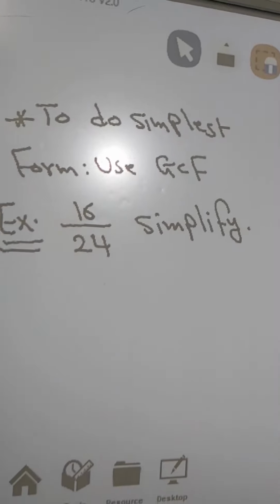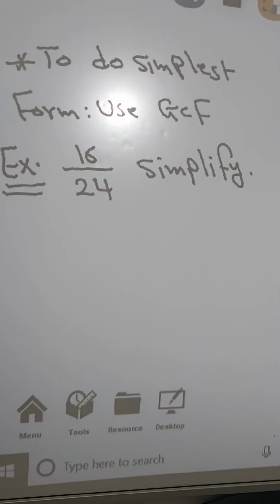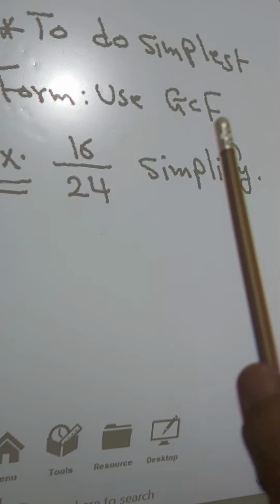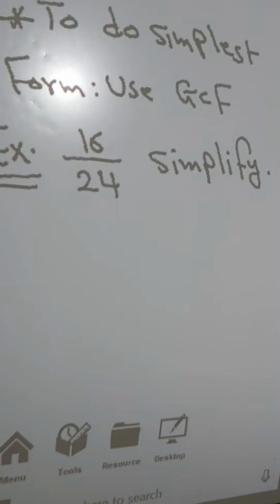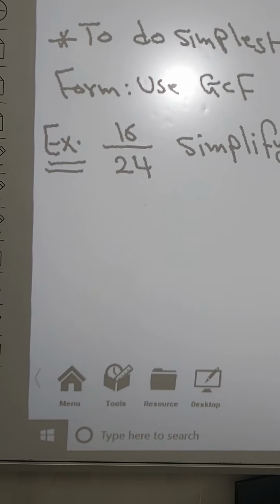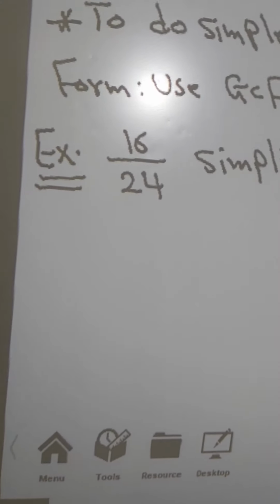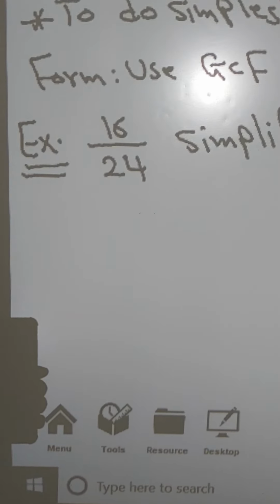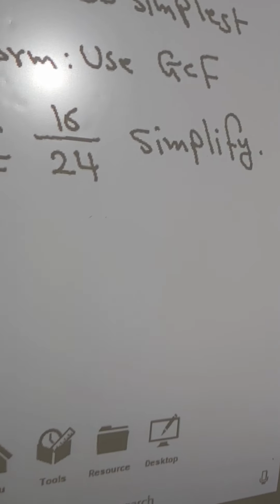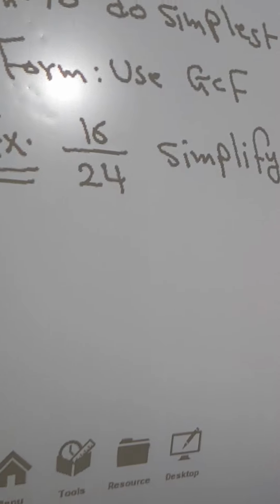Now, for example, guys, to do simplest form for any fraction, we will use something we call GCF, greatest common factor. So to simplify this fraction, 16 over 24, we will search for the GCF of 16 and 24. If you know the GCF directly, you can divide up and down by the GCF, then it's done. But let's remember together how we find the greatest common factor.